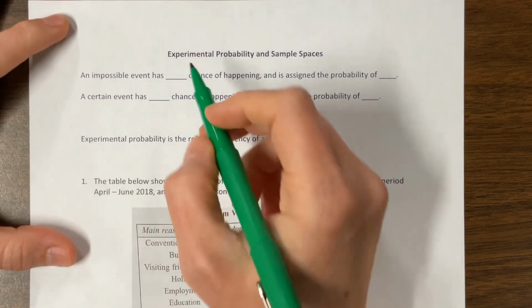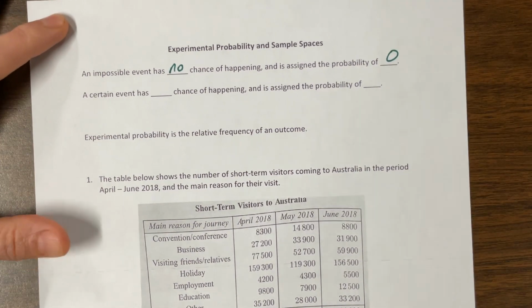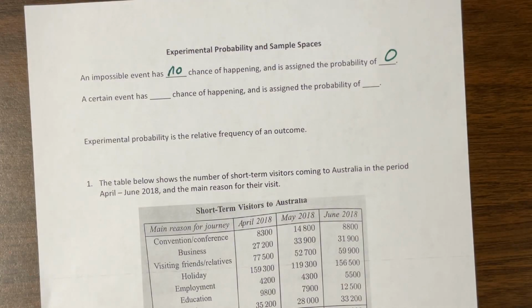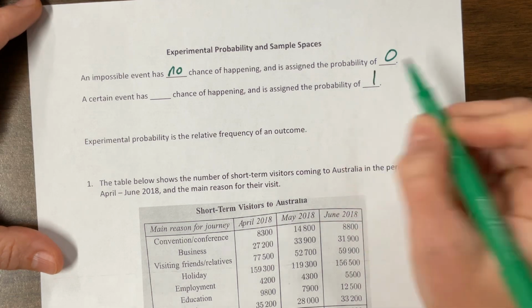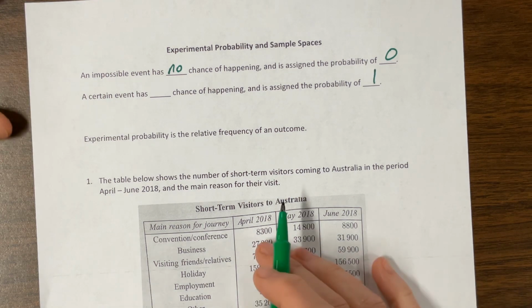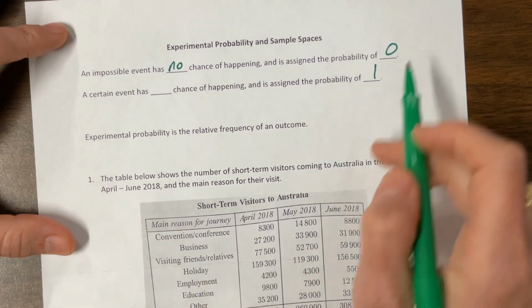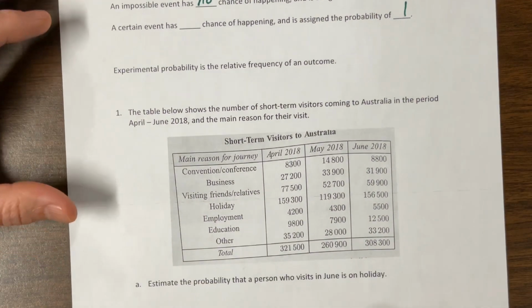This is kind of the beginning of how we do probability here. An impossible event has no chance of happening, and it is assigned the probability of 0. A certain event has a guaranteed chance of happening, and it is assigned the probability of 1. So if it's definitely going to happen, there's no way it could not happen, it has a probability of 1. And so probability lives in the world between those two numbers.